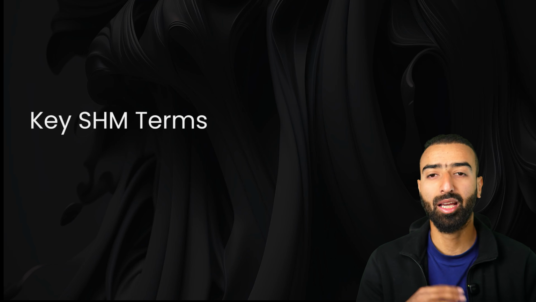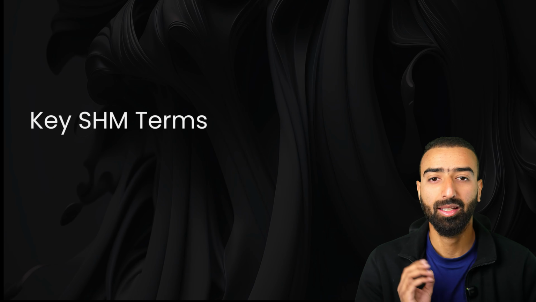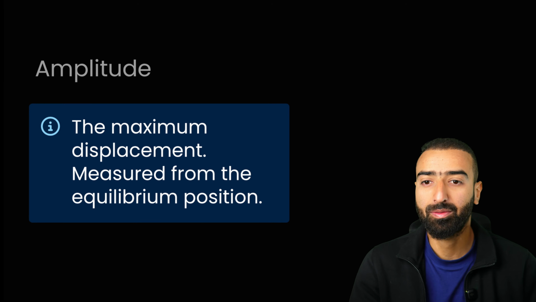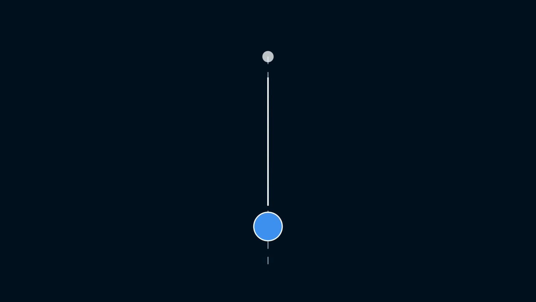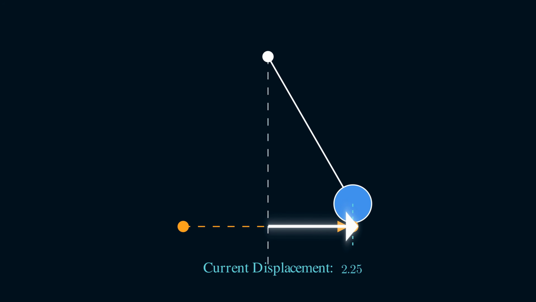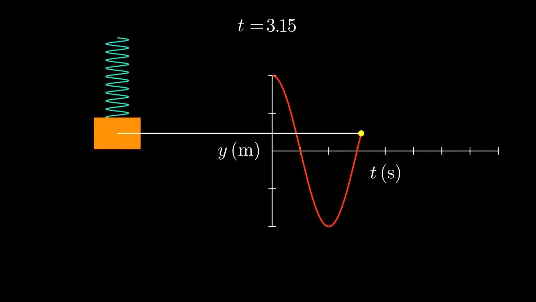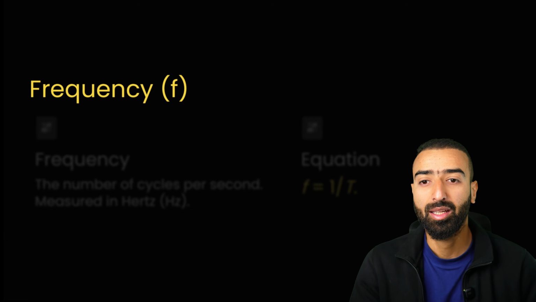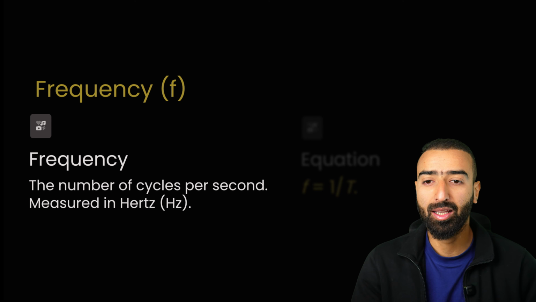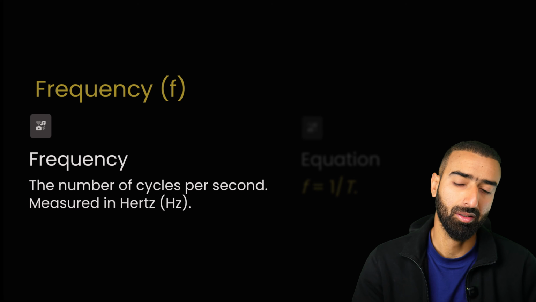That's great. Now it's time to define some important simple harmonic motion terms. The first one is the amplitude. Amplitude is defined as the maximum displacement that an object has, and it's measured from the equilibrium position. Next up is time period. Time period is defined as the time an object takes for one complete oscillation. It's measured in seconds. And the third key term is frequency. Frequency is defined as the number of cycles taken per second, and it's measured in hertz.